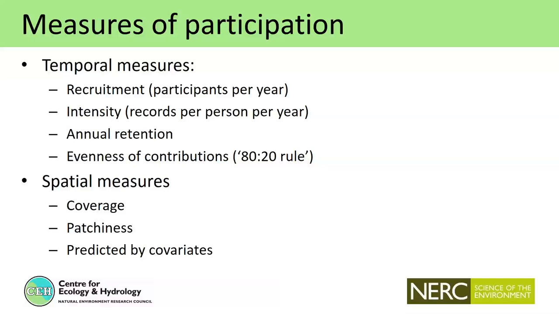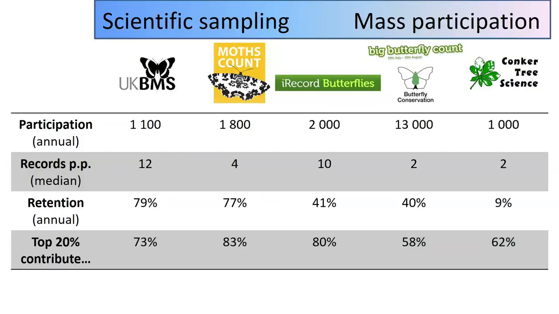And so I was then interested in different measures of participation, temporal measures, so looking at recruitment, the intensity, the number of records per person per year, the annual rates of retention, the evenness of contributions, which I'll explain in a moment, and then looking at the spatial measures as well. So you can see that, remarkably actually, looking at these projects over the course of the past five to 10 years, varying across the different projects, they tend to engage 1,000 to 2,000 people per project.